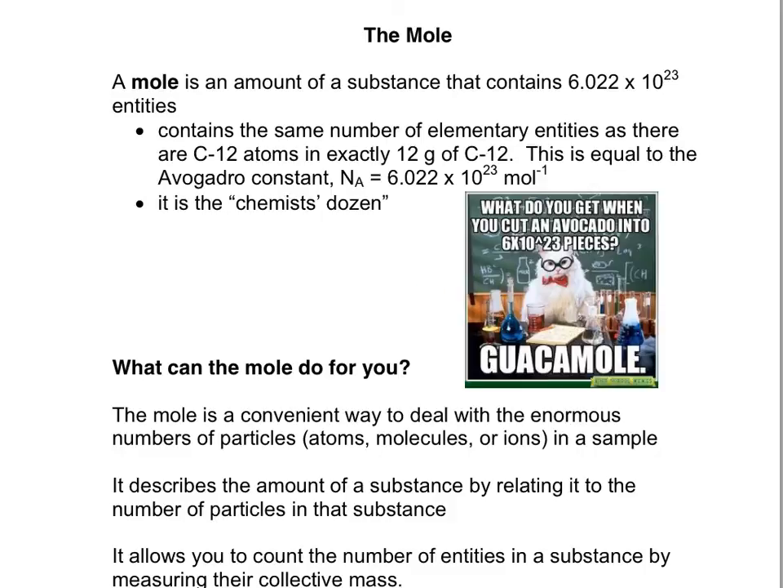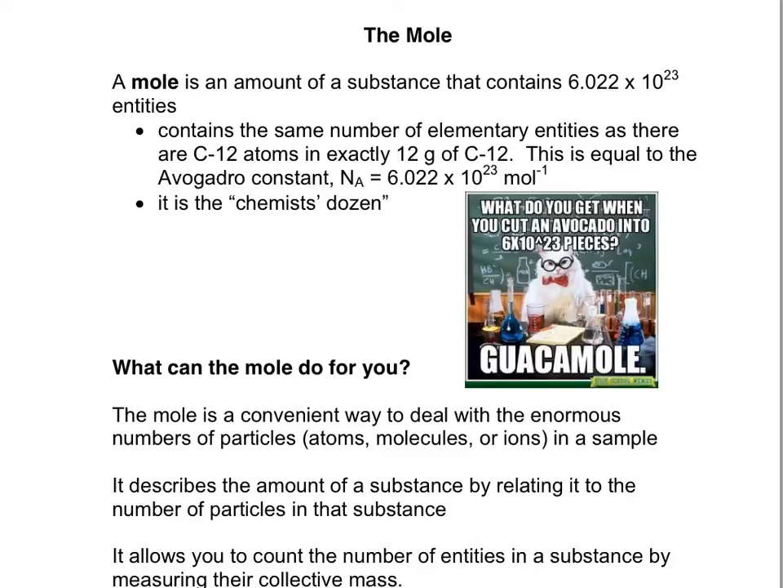Chemistry Cat has a real cracker of a joke for us here. If you were to cut an avocado into that many pieces, you would be cutting avocado for probably all of your life and then some. Avogadro's constant is a huge, huge number. To give you some perspective, a mole of hockey pucks is equal to the mass of the moon.